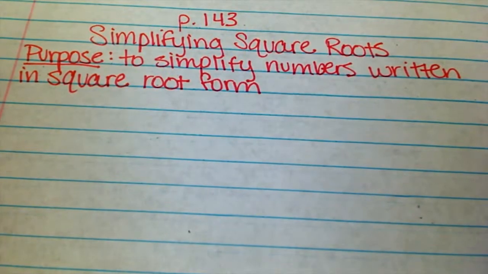This whole page is going to be about that difference and really focusing on simplifying square roots. So the purpose is to simplify numbers written in square root form. When you're done writing the purpose, go ahead and draw a Venn diagram. I think it should take up about half the page. We're going to draw a Venn diagram under the purpose.